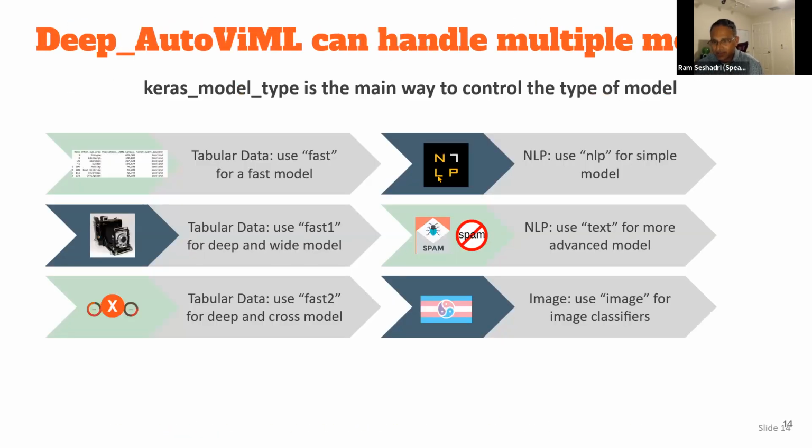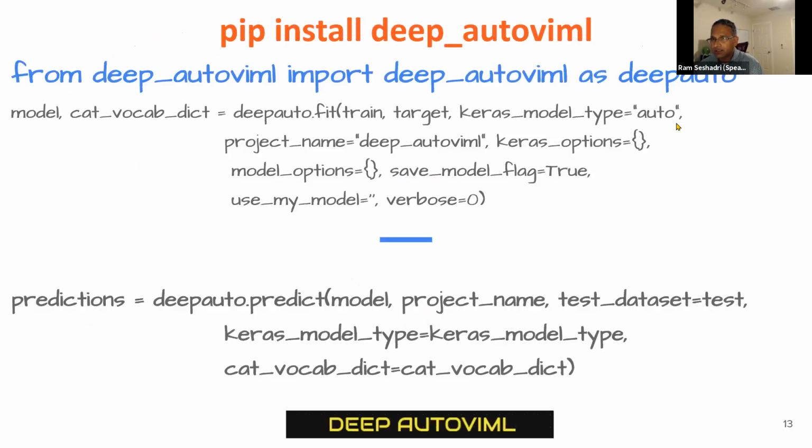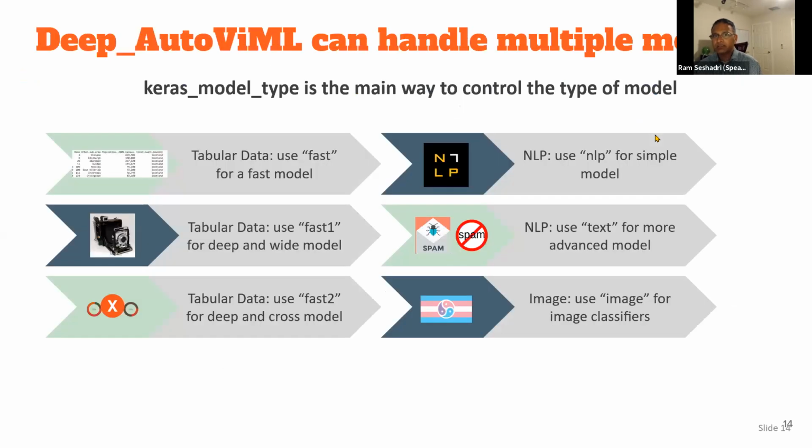So what are the different model types that you can use in Deep AutoViML? This is the most important variable that controls how you build your model. And you can use multiple model types. The first model type you can use is FAST. FAST is going to build you a fast deep learning model, but it's not going to be very performant. Why would you want to use FAST as the Keras model type? When you have a very large data set and you want to build a quick model to see what the baseline model is going to look like, this will do a very good job of building a model fast.